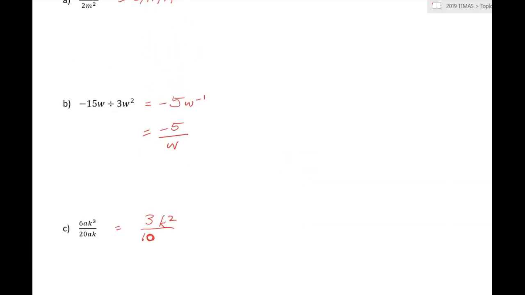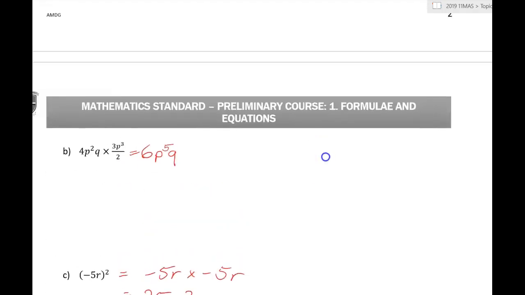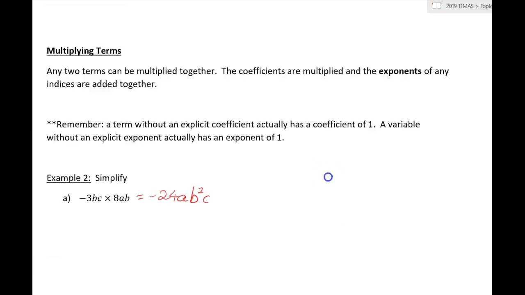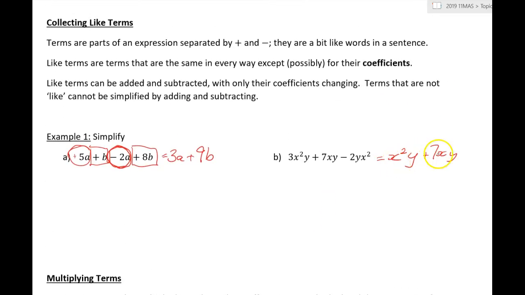So, simplifying expressions doesn't mean to get some single number as an answer. It doesn't have to be one term. If you have a look at some of these answers here, lots of them did end up as one term. But look here. Multiple terms. That's perfectly fine. That is simpler than what we began with. So, like terms are identical except for the coefficients. To multiply terms or divide, we multiply or divide the coefficients. We add or subtract the exponents.